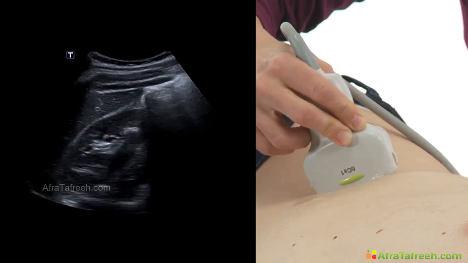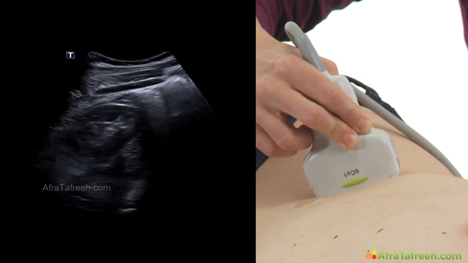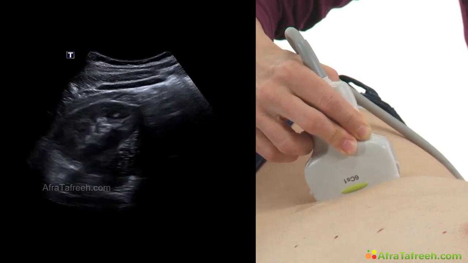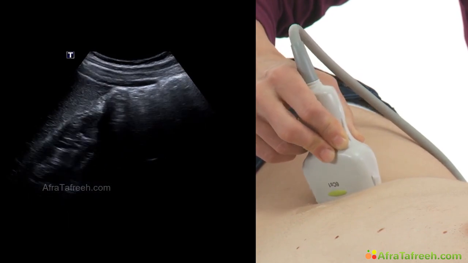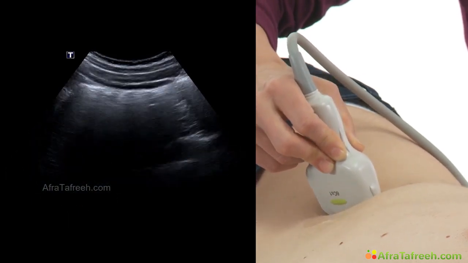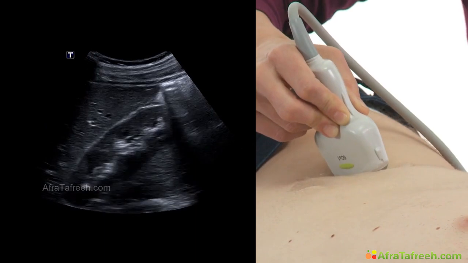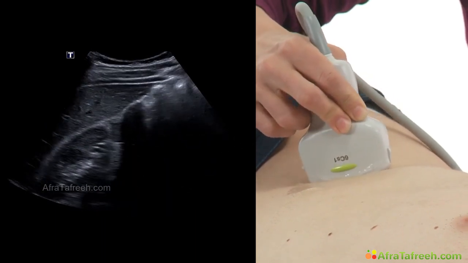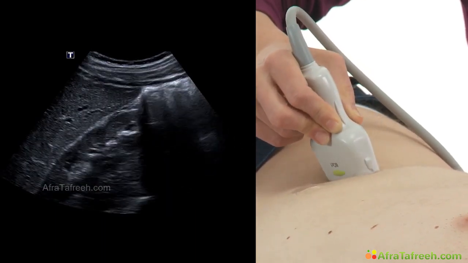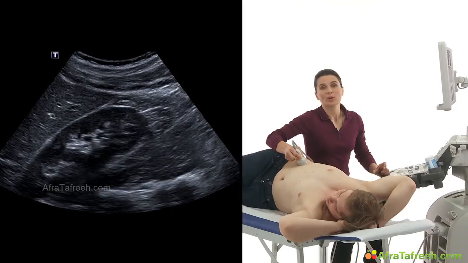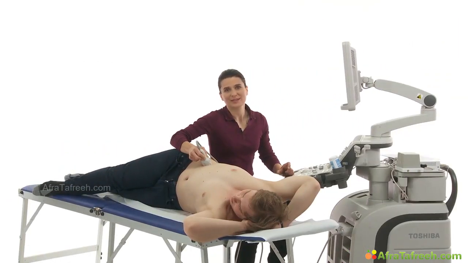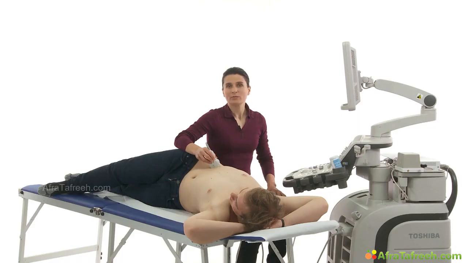Okay, so again, when you've got this kind of view, a little bit lopsided, just turn the transducer slowly, slowly. Inhale and hold your breath. Okay, very good. Turn it slowly, slowly. And now you've got a beautiful view of the right kidney in a longitudinal position. When we've found the maximum length of the kidney, we can take our measurements.